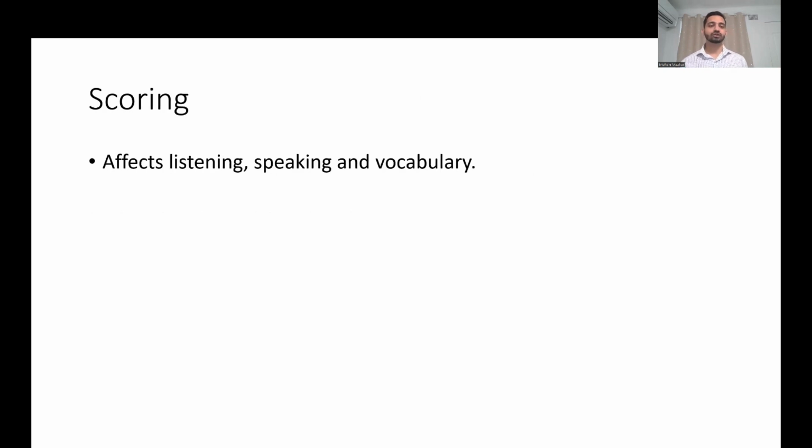Moving on to the scoring, obviously the scoring. First one is your listening. In communicative skills, you will get a score for your listening and your speaking, and for enabling skills, it will be your vocabulary that is going to be scored.